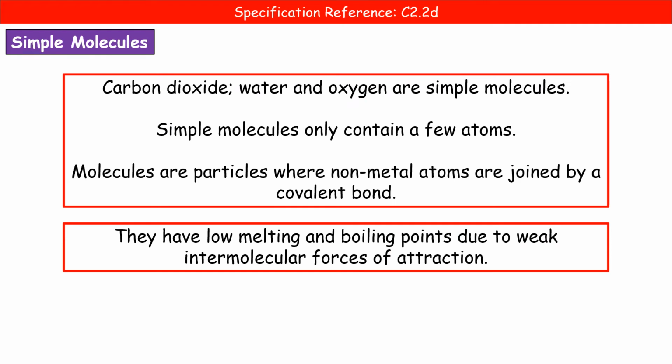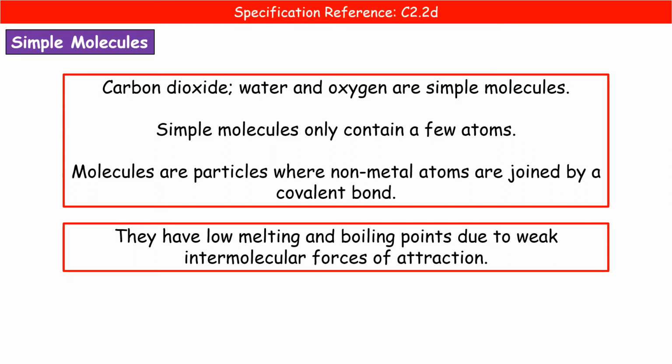The next type of molecule we're going to look at are the little molecules, the simple molecules. Carbon dioxide, water, oxygen, all examples of these. Now, a simple molecule, quite simply, is something that contains only a few atoms. And these are going to be molecules where the non-metal atoms are joined together by a covalent bond.